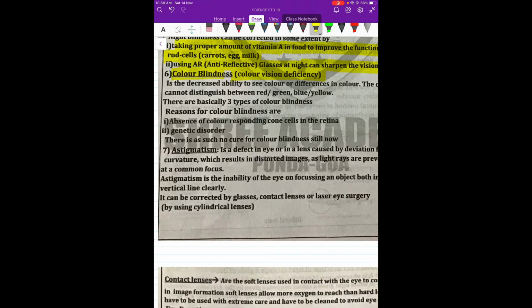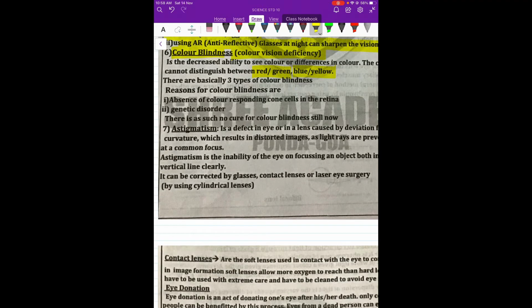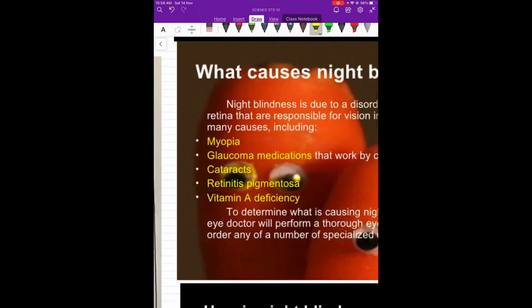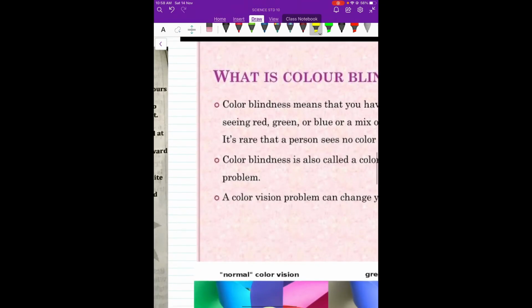People suffering from color blindness cannot differentiate between red and green, or blue and yellow colors. There are 3 different types of color blindness. What are we more interested in? The reason. The reason is the absence of cone cells. For night blindness it was rods, for color blindness it is cones. There are around 6 million cones, directly related to the perception of colors. If your cones are fewer in number, you will generally be color blind. The other cause is a genetic disorder. Till now there is no treatment as such for color blindness.